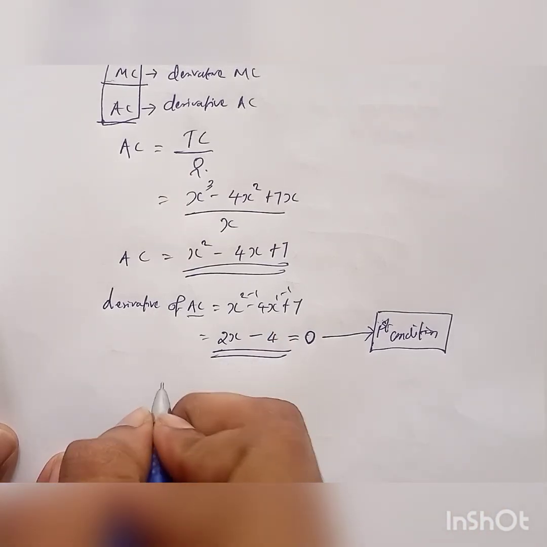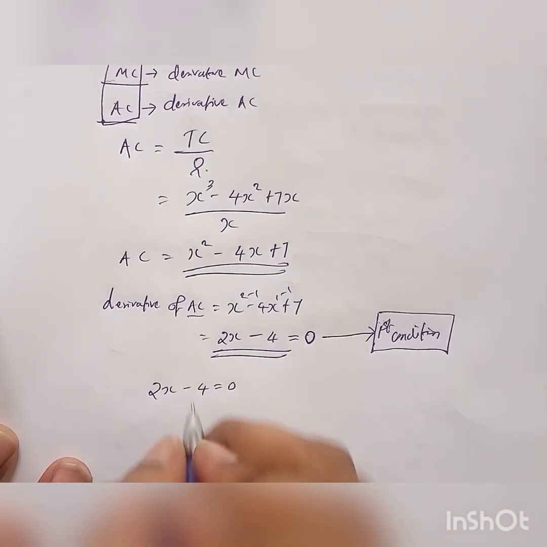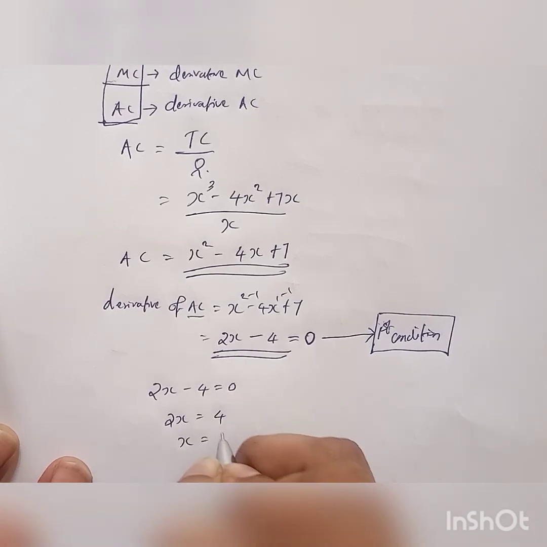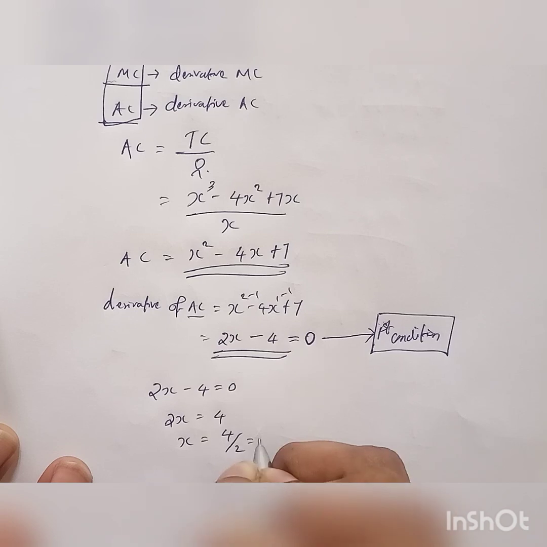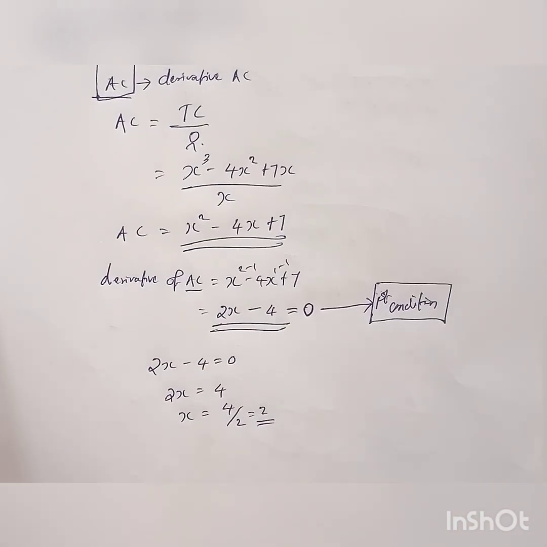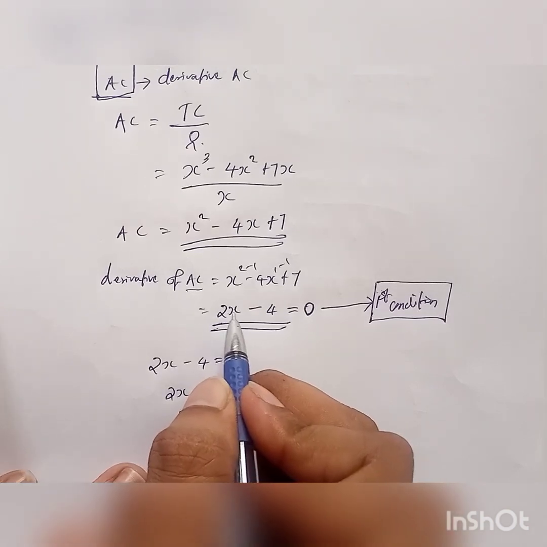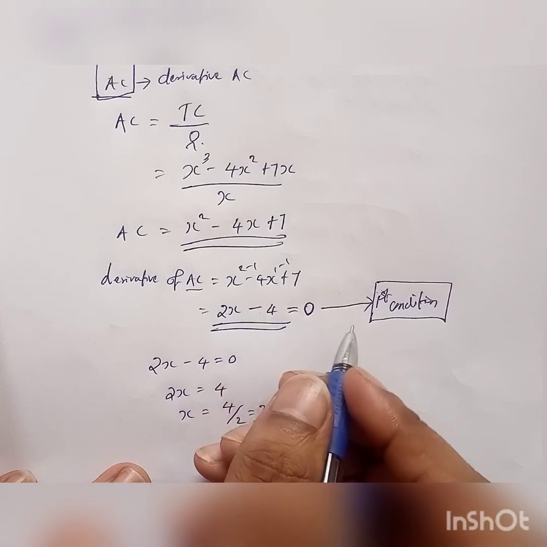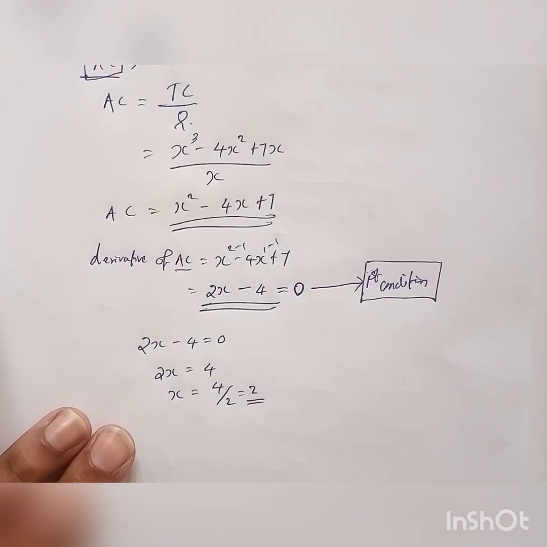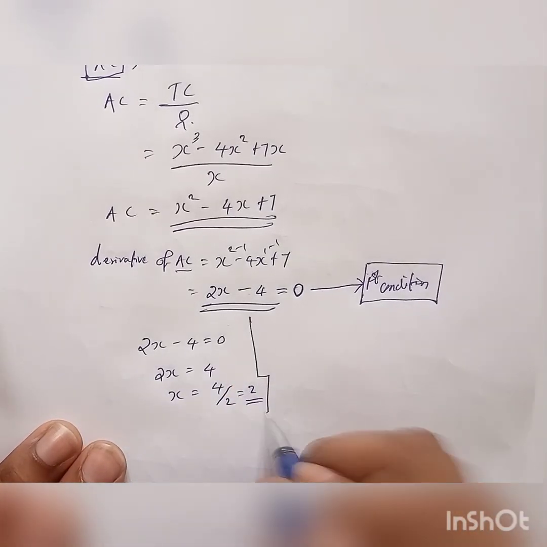And we'll solve it. We know 2x minus 4 is equal to 0. Then 2x is equal to 4. X is equal to 4 by 2, which is 2. So we got the value of x as 2. For example, if you are keeping the value of x as 2 here, what you will get? 2 into 2, 4. 4 minus 4, 0. Perfect. It's coming 0 only. So this is the first condition, which is first derivative should be 0, in order to have cost minimum.